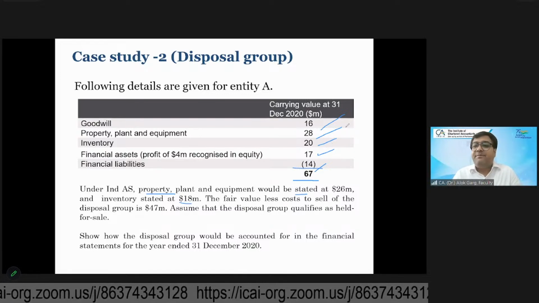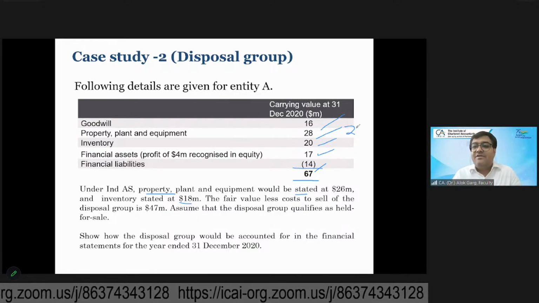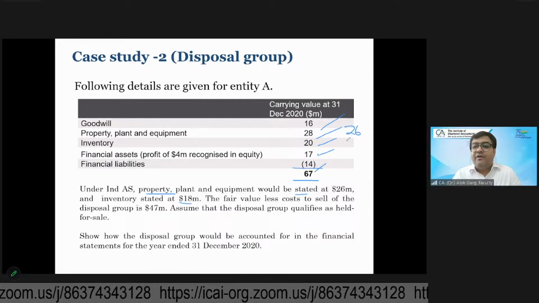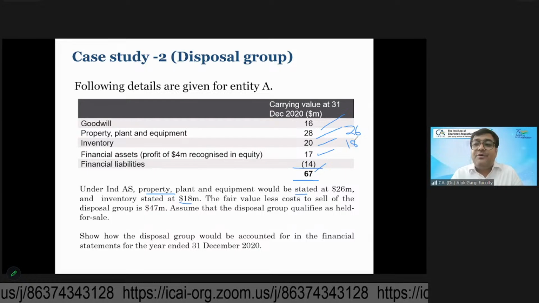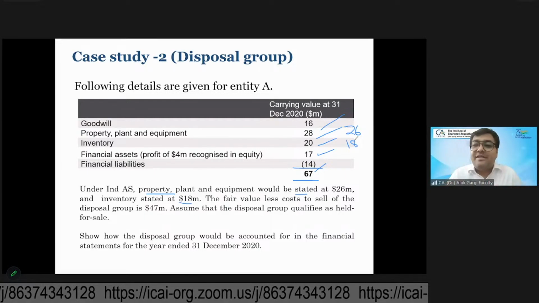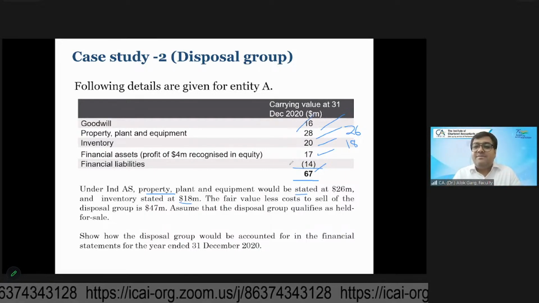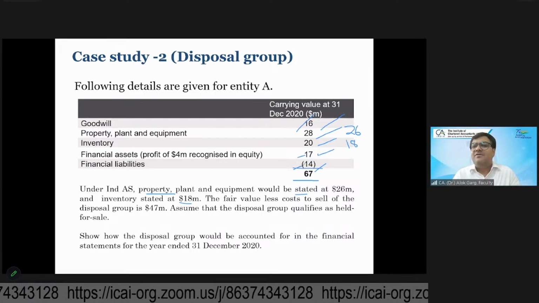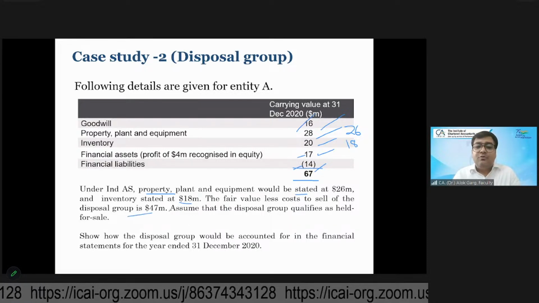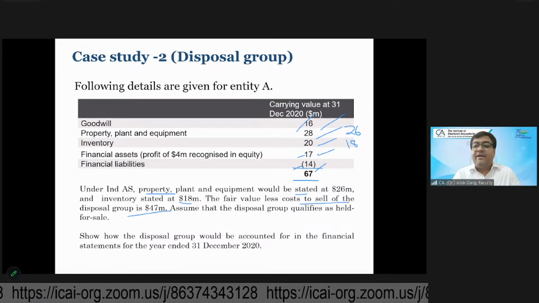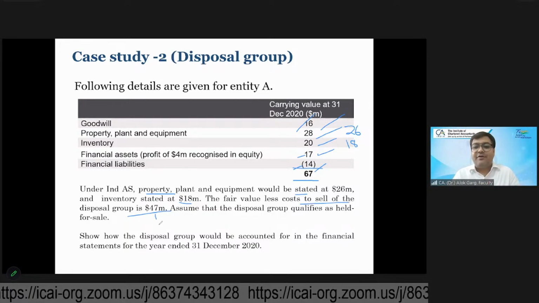For example, for PPE under Ind AS 16, the value is given at $26 million. For inventory, the value is given at $18 million. What is my step number one? Compute the carrying value as per the respective standard. For these items, the revised value is not given, so we will assume that it is the same value. What is my step number two? Compute the fair value less cost to sell. It is given at $47 million.